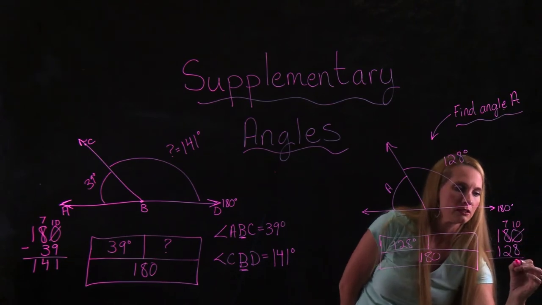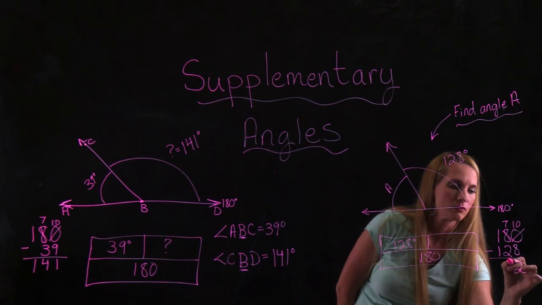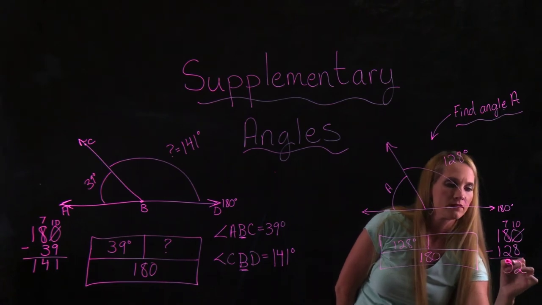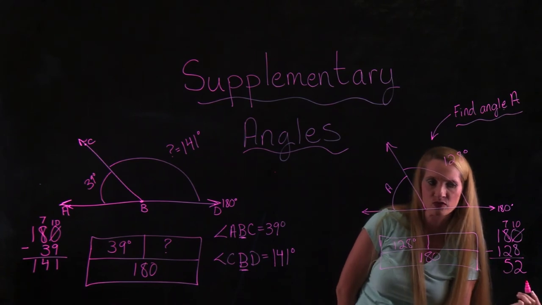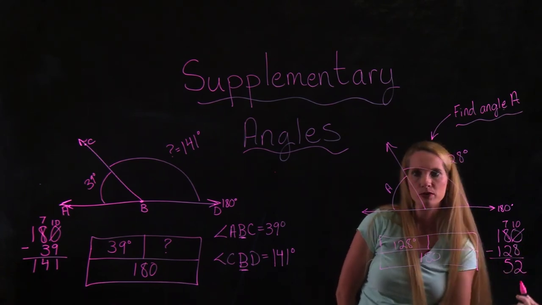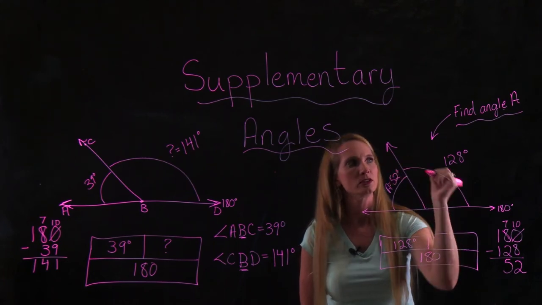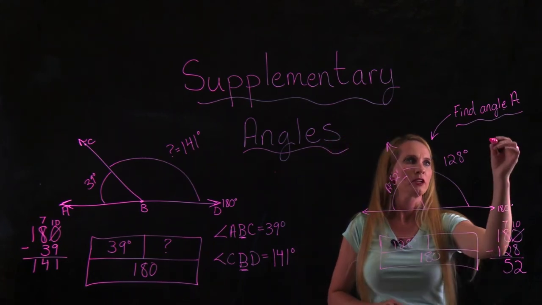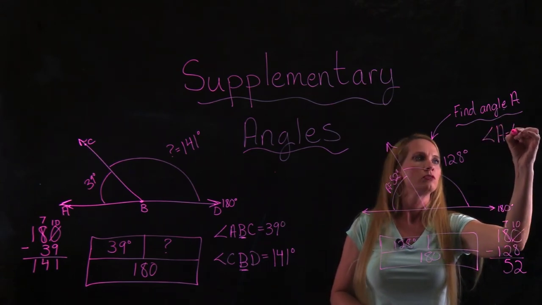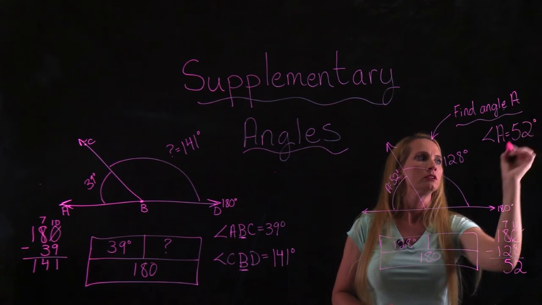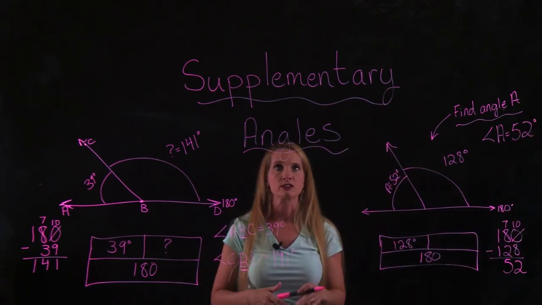10 minus 8 is 2. 7 minus 2 is 5, and 1 minus 1 is 0. Now I'm not going to put the 0 in there as a placeholder because I know that my angle is equal to 52 degrees. So now you can come up here and say angle A equals 52 degrees. So those are just two different examples of finding supplementary angles.